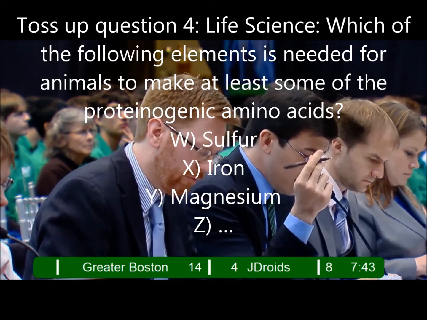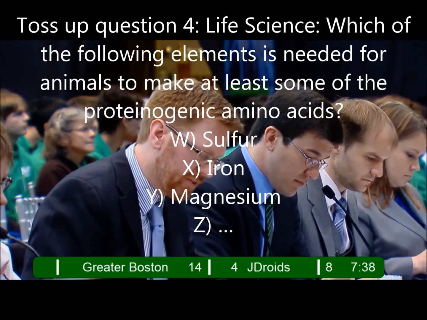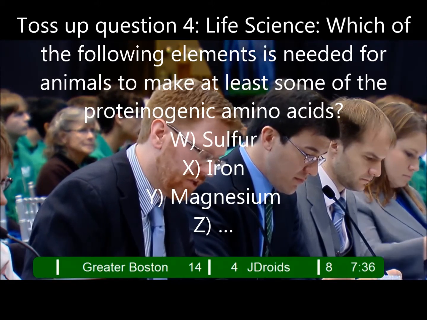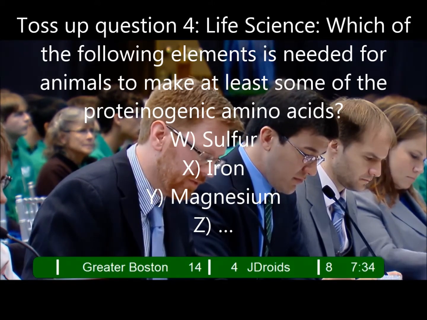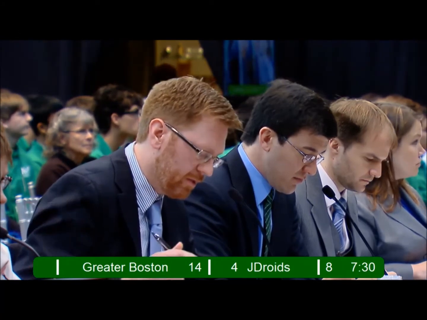Toss-up question 4 for both teams. Life science, multiple choice. Which of the following elements is needed for animals to make at least some of the proteinogenic amino acids? W, sulfur, X, iron, Y, magnesium, Z, interrupt.